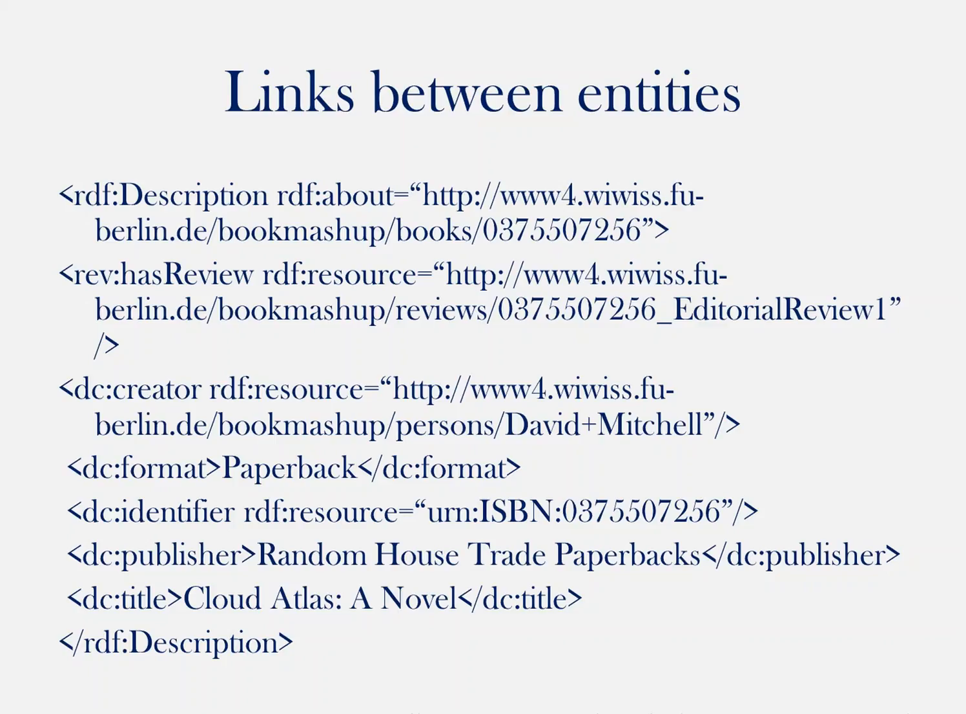And so in this case, you'll see that we're again describing one resource at the top. In this case, it's a book. And we're bringing in an editorial review from one source. We're bringing in the name of the creator from a different source. We're still supplying some information, like paperback. The identifier is an ISBN, which comes from another resource. And so we're bringing in a lot of information and linking it together. Again, links are a really important part of linked data, hence the name.